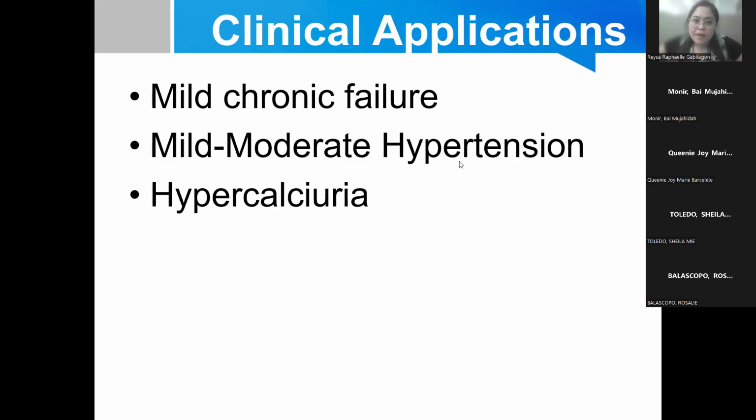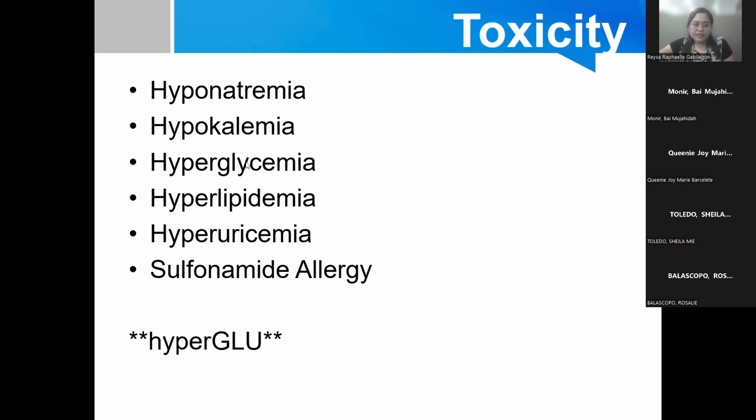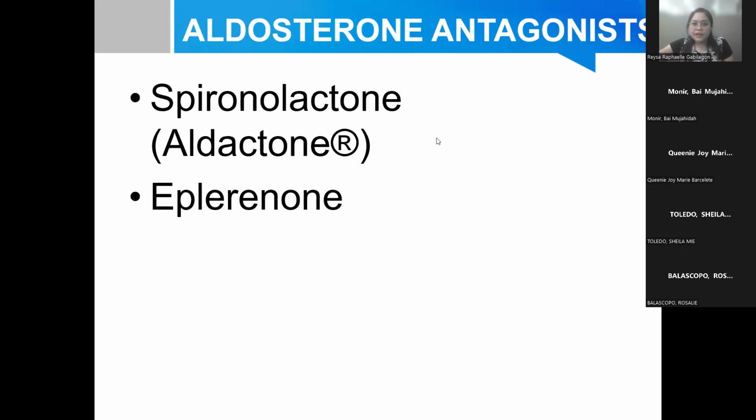So again, aside from hypertension, let's add the mild chronic heart failure and the hypercalciuria. Please review on the hyperglycemia. That is the toxicity of our thiazide diuretics. Hyperglycemia pala. Okay. And then the aldosterone antagonists, we only have two, spironolactone and eplerenone.